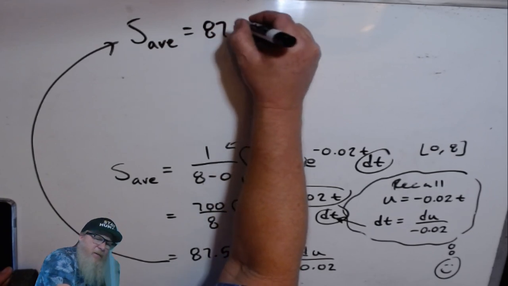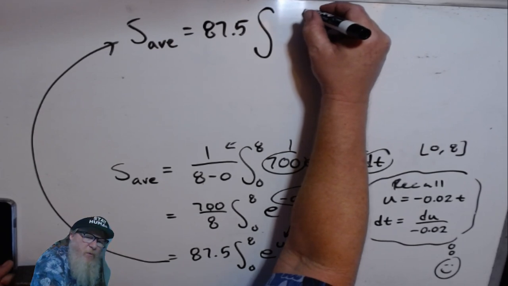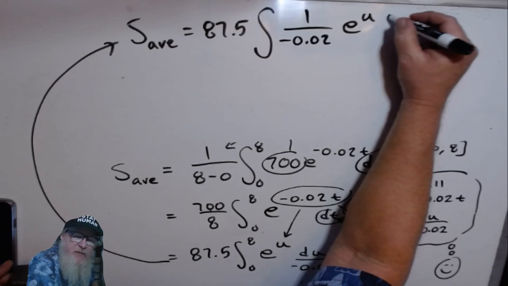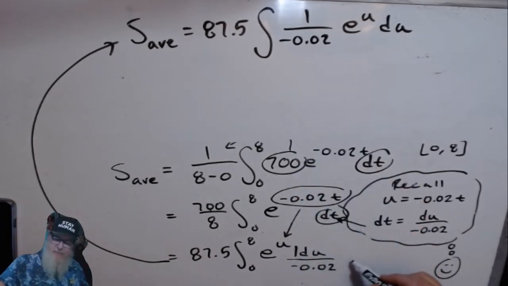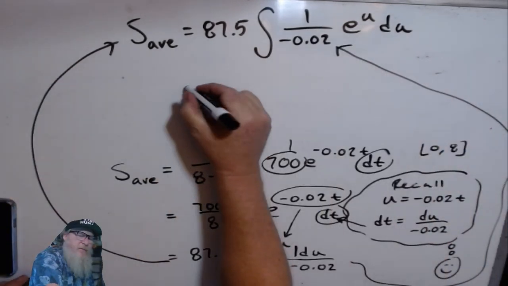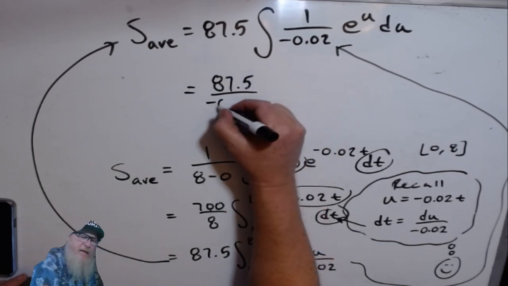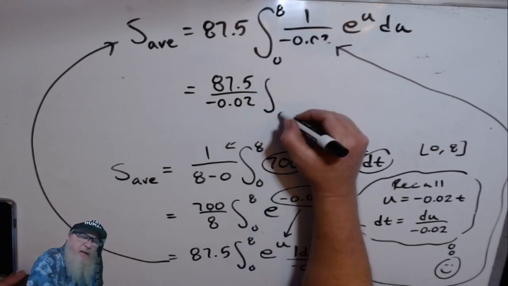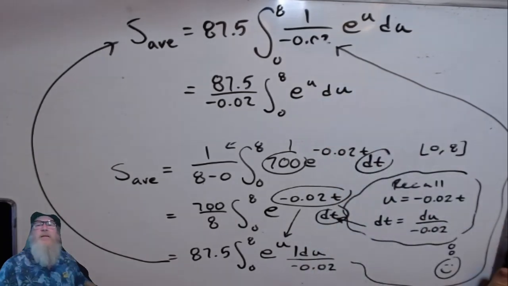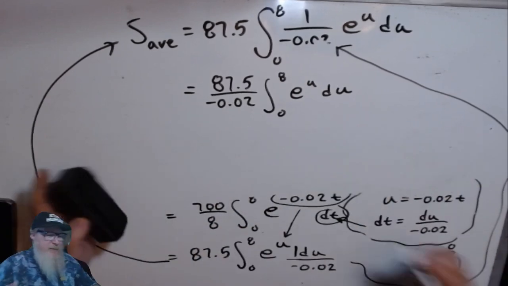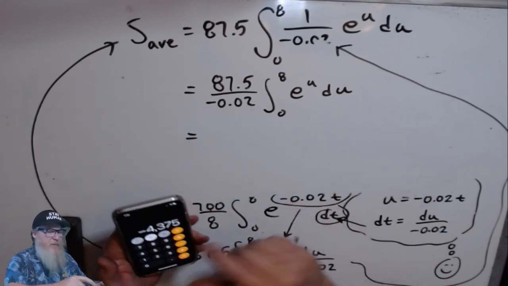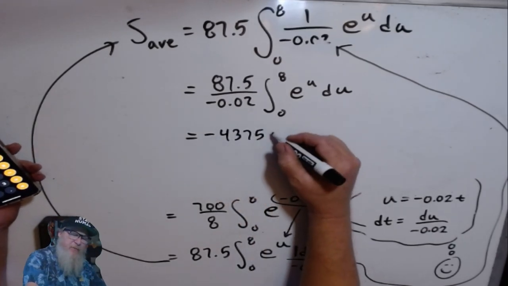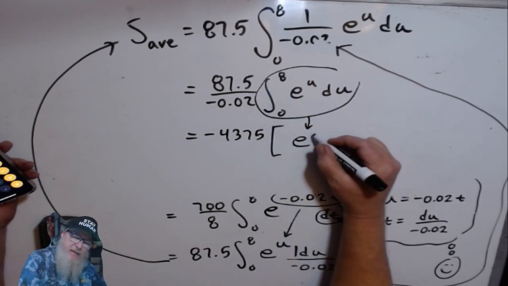So I've got 87.5 times the integral of 1 over negative 0.02 e to the u du. So remember, there's an invisible 1 here. So it's 1 over this decimal. And then I'm going to pull it out. So it's 87.5 over negative 0.02 times the integral from 0 to 8. Oh, don't you just wish every function was e? It's one of the reasons why we use it so often in modeling. 87.5 divided by 0.02 is negative 4,375. Now remember, the antiderivative of e is just e again.